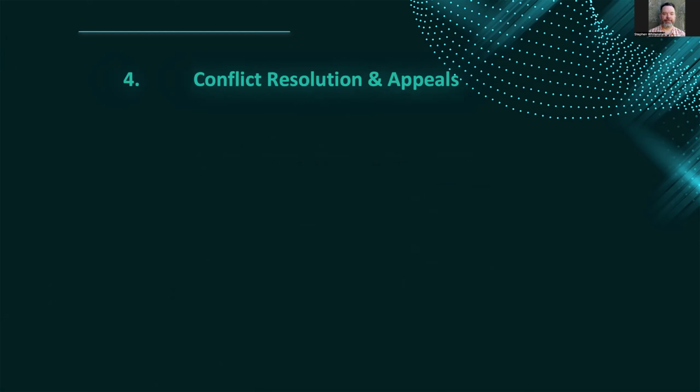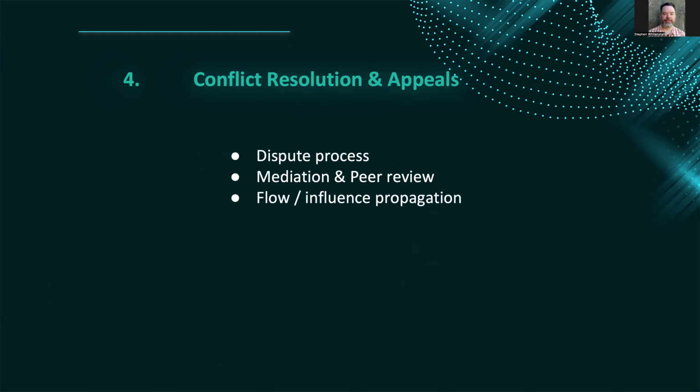Conflict resolution and appeals. There needs to be a dispute process, so a structured process for disputes about archival content, edits, and the framing, and a mediation and a peer review or consensus overrides. Flow influence propagation, maximum flow, random walk to trace mediation outcomes.